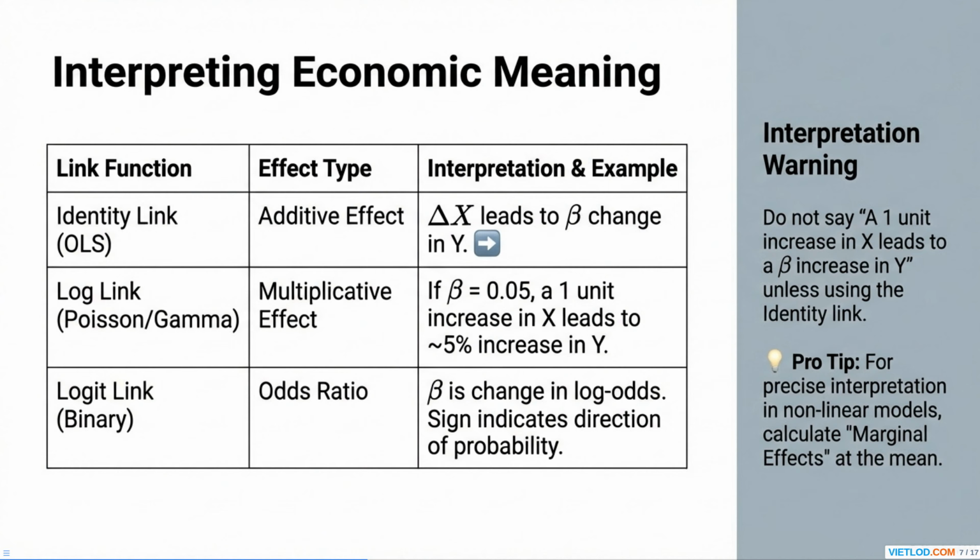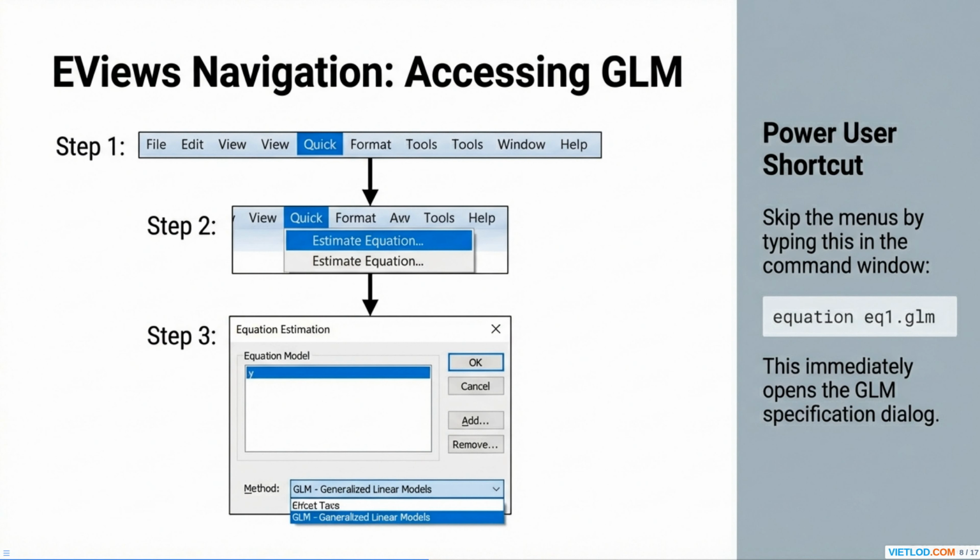This brings us to a critical warning. Never say a one-unit increase in x leads to a beta increase in y, unless you are using the identity link. For all other nonlinear models, always consider marginal effects for precise interpretation. Now that we have the theory down, let's move to the practical side and see how to implement these models in EViews, starting with a case study.